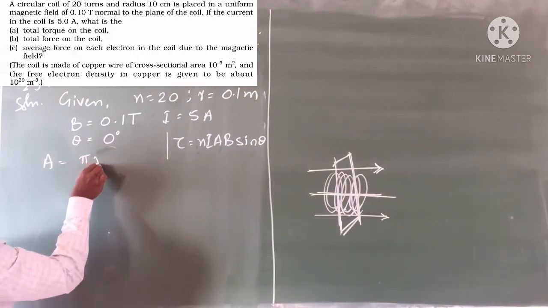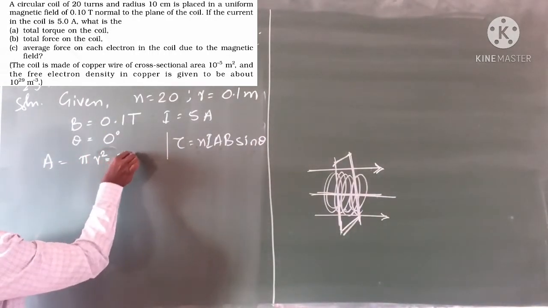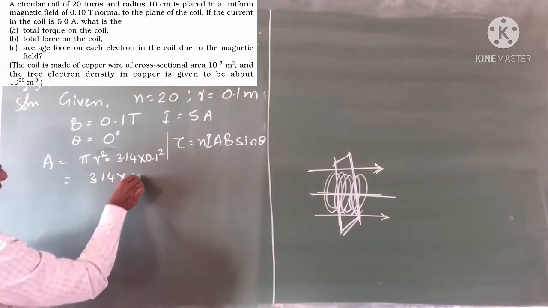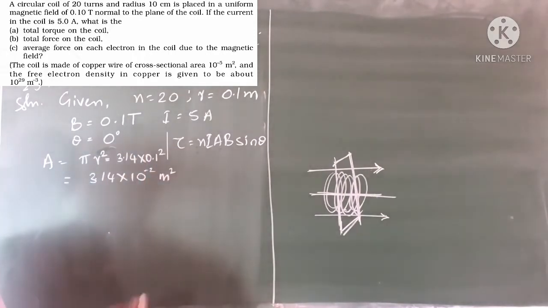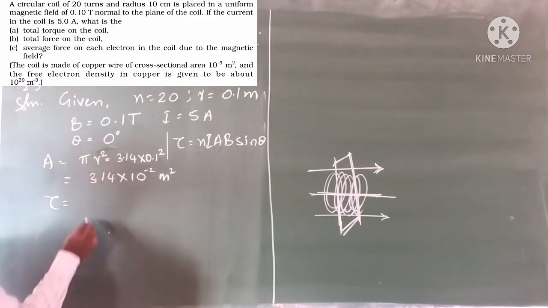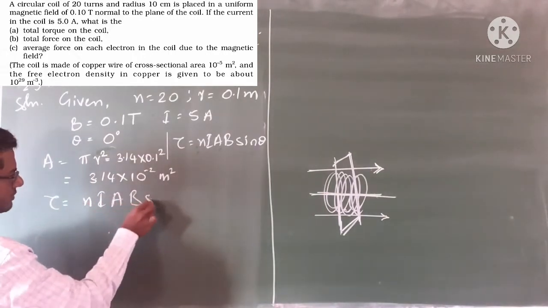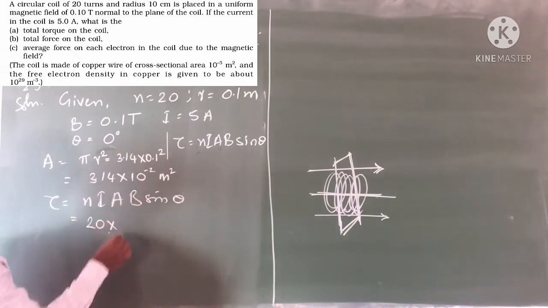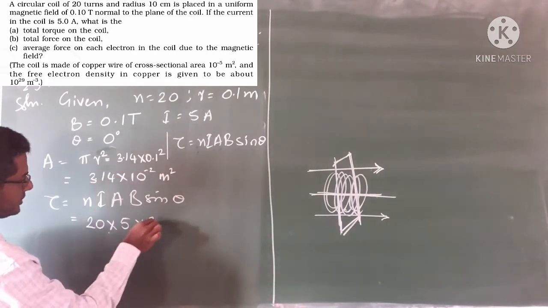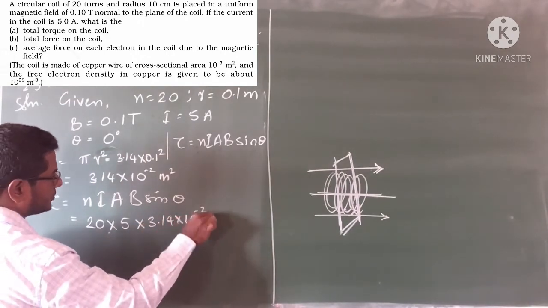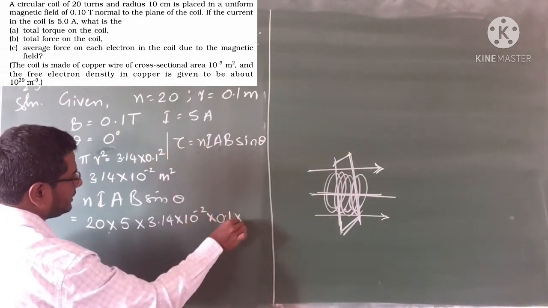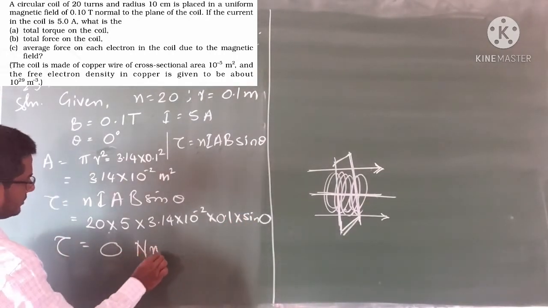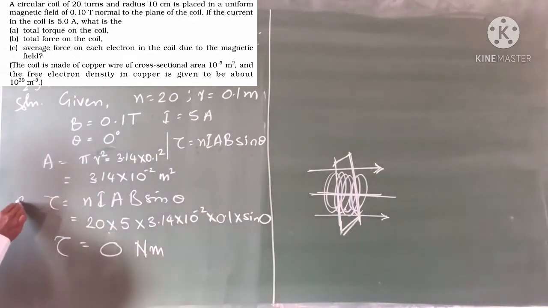A is equal to pi r square, that is going to be 3.14 into 0.1 square, that gives us 3.14 into 10 to the power of minus 2 meter square. That is the area. Then going for the torque, tau is equal to N I A B sine theta, and then N can be substituted: 20 into current is 5, area we found it to be 3.14 into 10 to the power of minus 2, magnetic field is 0.1 into sine of 0, and this is going to give us a 0 torque, that is 0 Newton meter. So this is for the part A of the question.